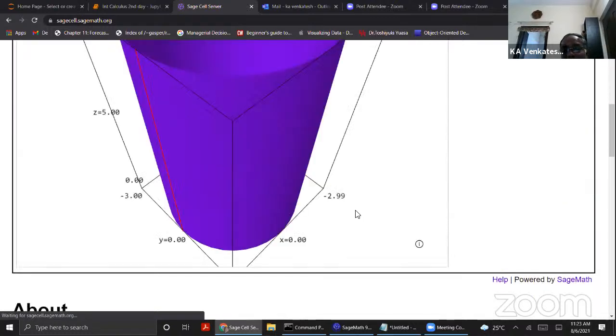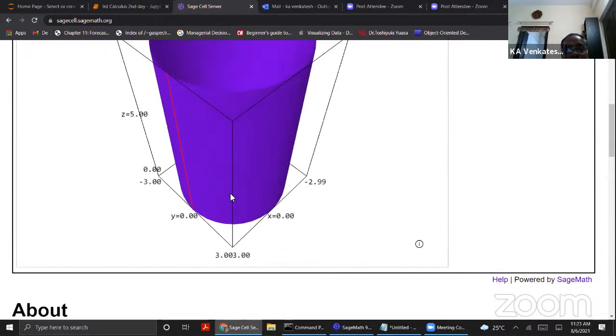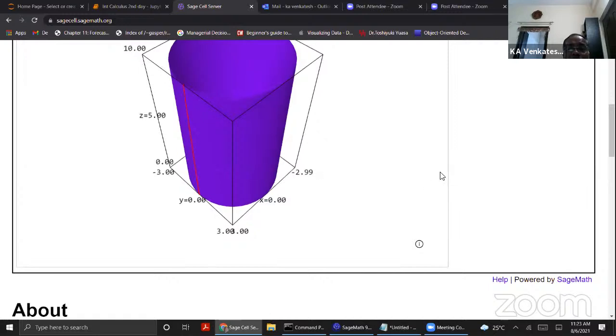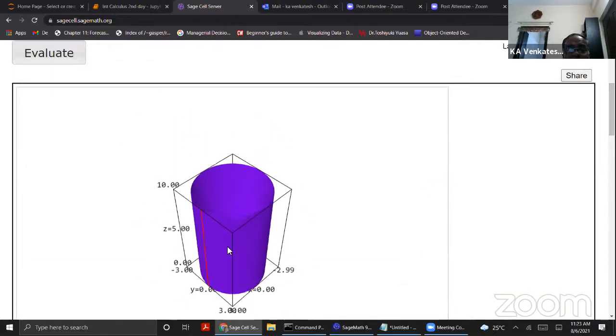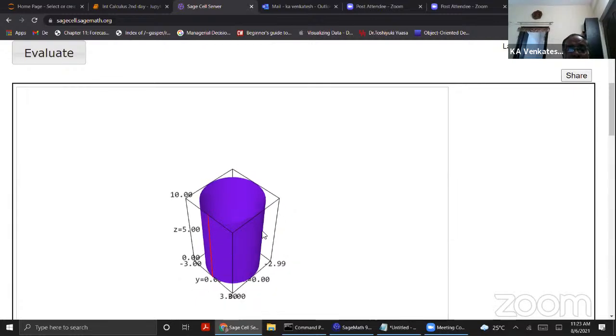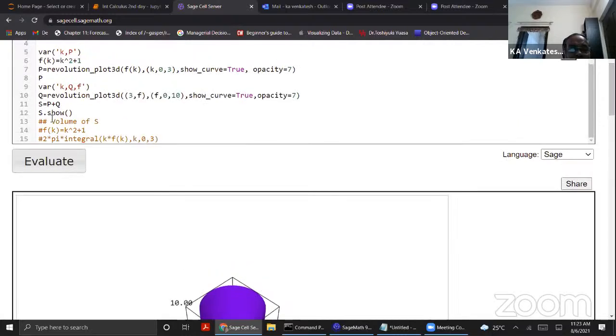So now the picture is, when it is both, it looks like this. You can see the solid difference between this and the previous one. That's a way of visualization.